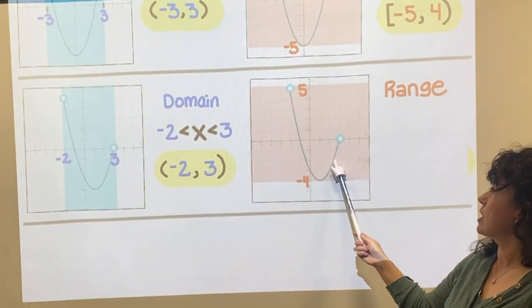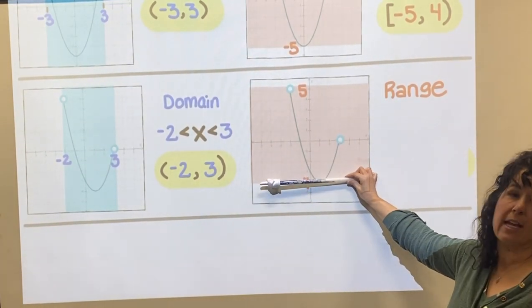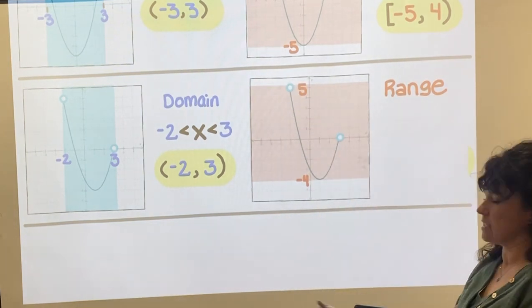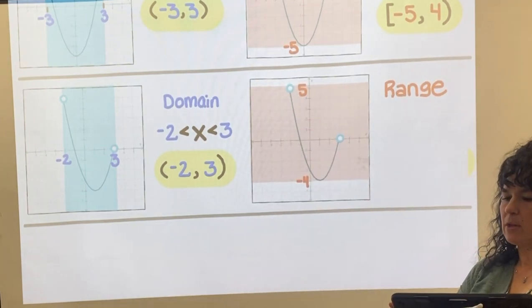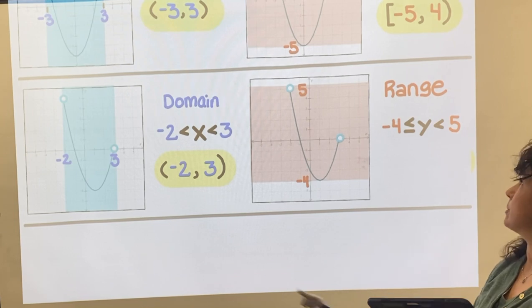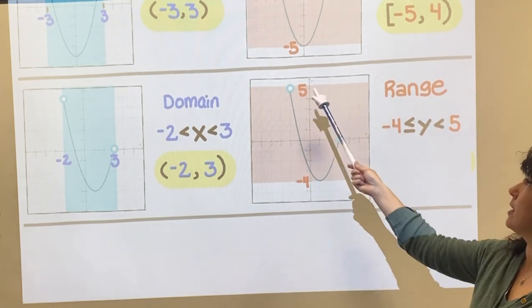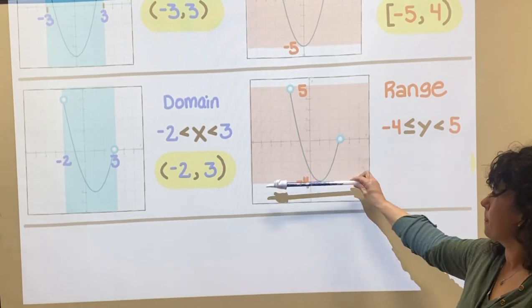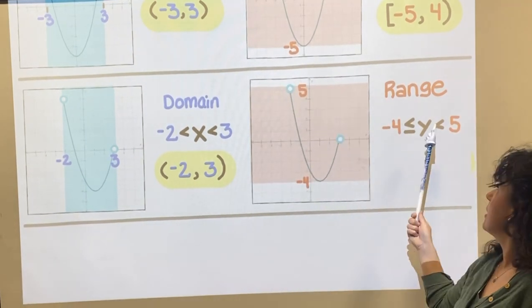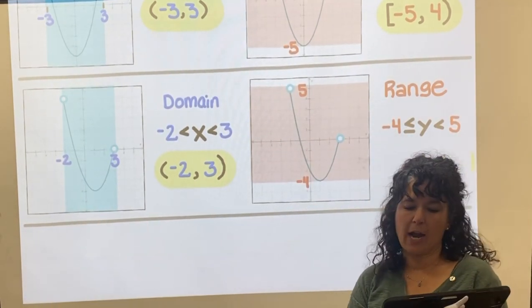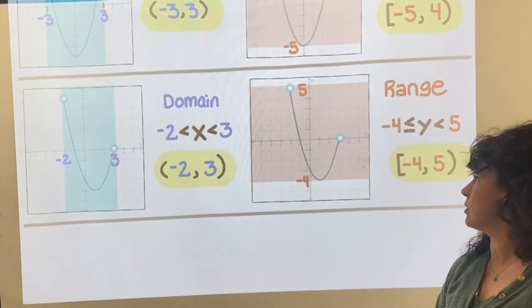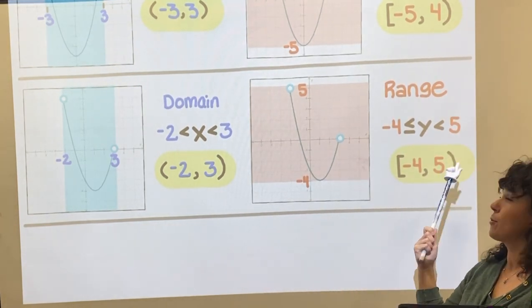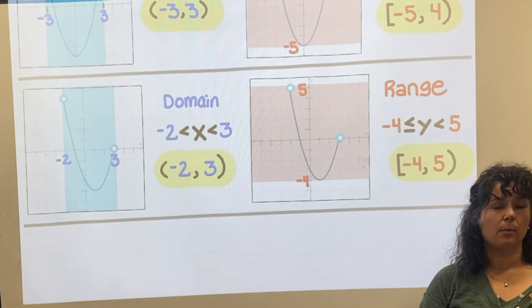And then the range there, the lowest this goes is -4 and the highest is 5. So my y's are going to be stuck between -4 and 5, not including 5, but including -4. Okay, and then using interval notation, a bracket for the less than or equal to. So -4 through 5 parentheses.